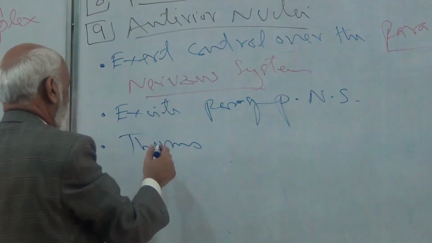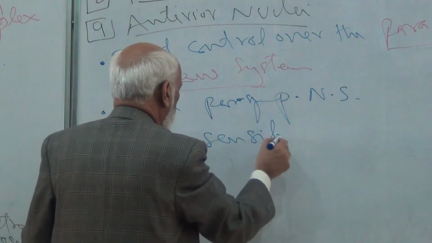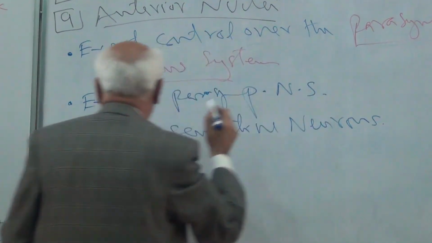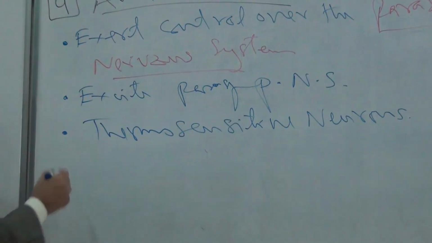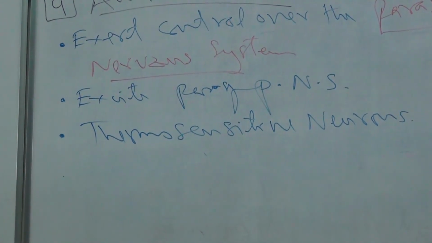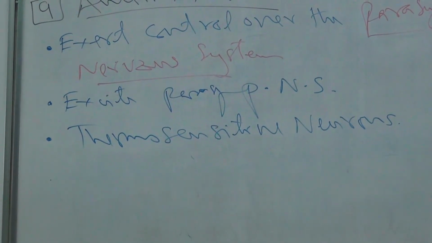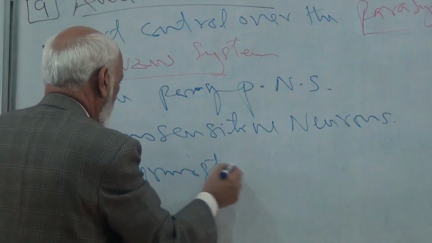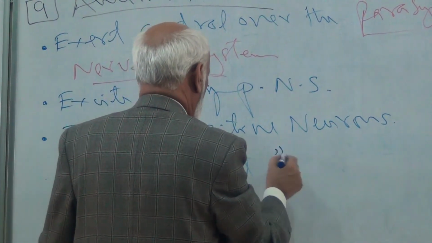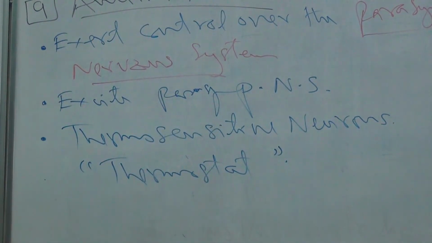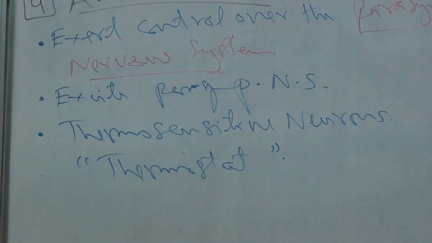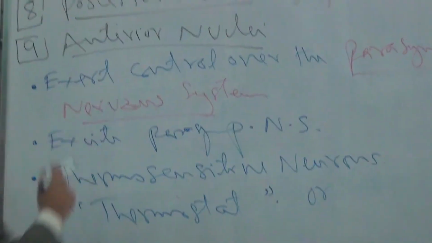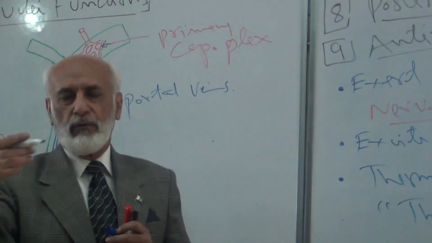The nuclei comprise thermosensitive neurons, which sense the changes in the body temperature also. So they act as a thermostat also. These nuclei act as a thermostat of the body, or anti-rise center. The posterior nuclei are the anti-drop center, with a role in temperature regulation.